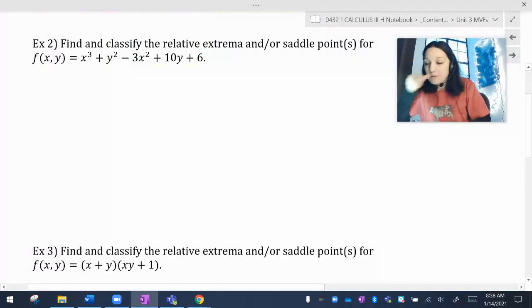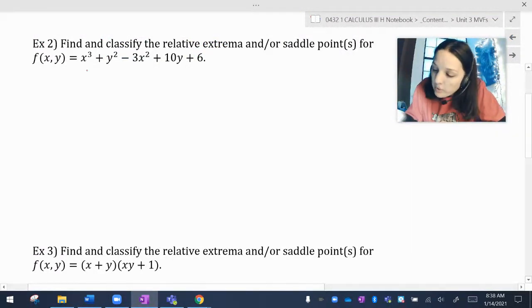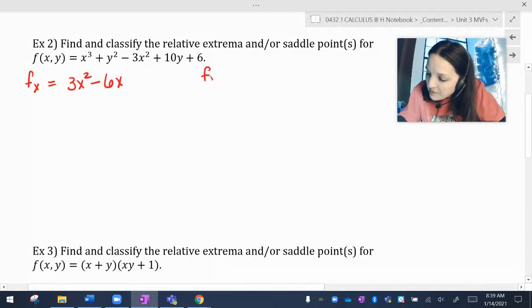All right, let's see. Do I have a relative min and a saddle point? I'm not sure. I don't know where they are. Let's find out. So here is my equation. f sub x is 3x squared minus 6x. f sub y is 2y plus 10. And I'm going to set these both equal to 0.